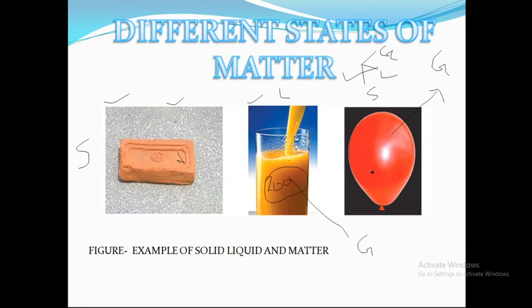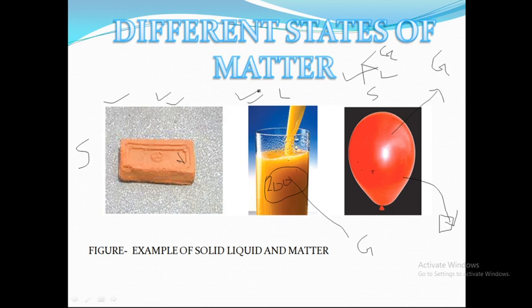You can see this is the balloon. Whatever gases the balloon has, the volume is exactly equivalent to its shape. You take out all this and you keep it in another small beaker. All the gases can be accommodated in such a small space. So solid has a definite shape and definite volume.